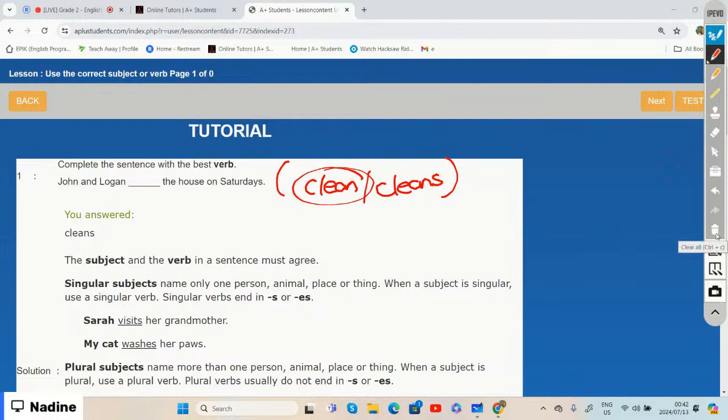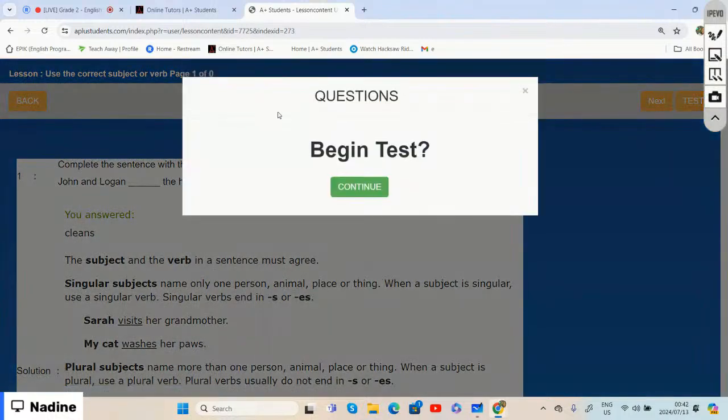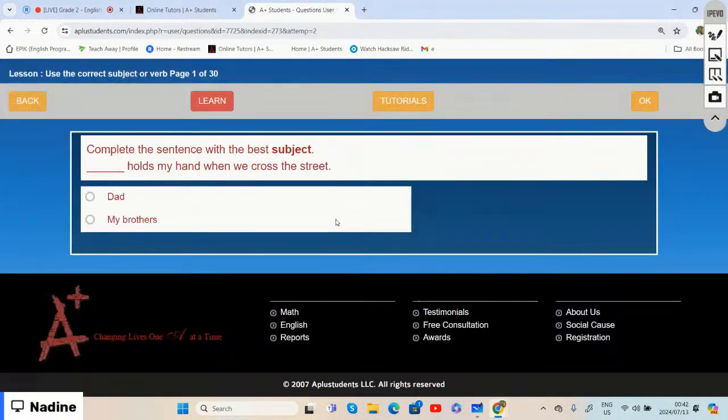All right. So now what we're going to do is go to our test, and we are going to use the correct subject or the verb that goes with the correct subject. Like over here, we need to choose the best subject. It says, do we say dad holds my hand when we cross the street, or do we say my brothers holds my hand when we cross the street? We need to choose the correct one.